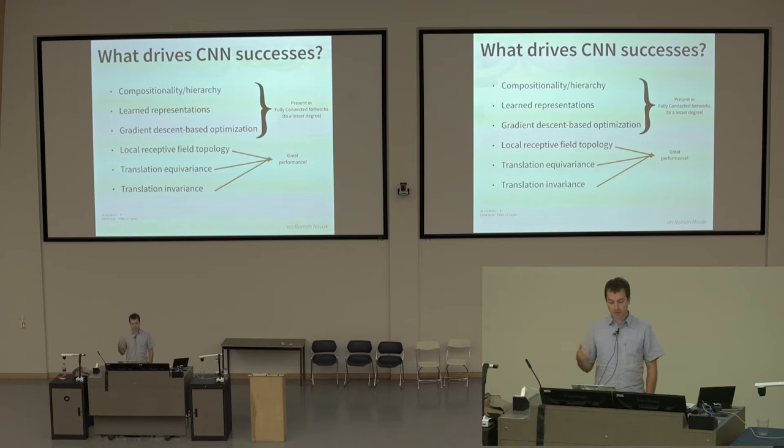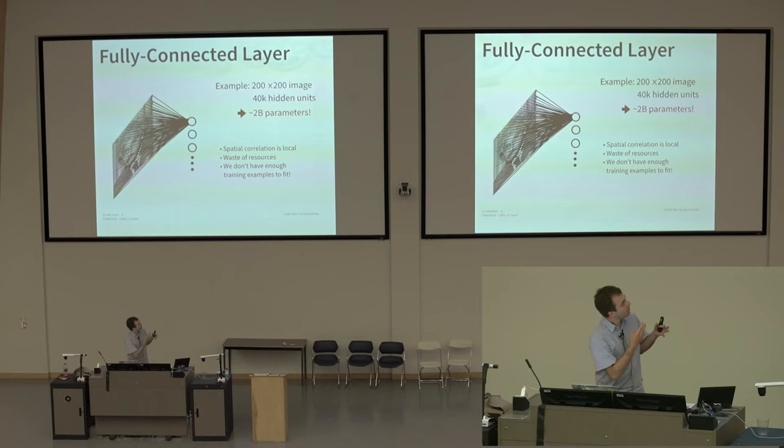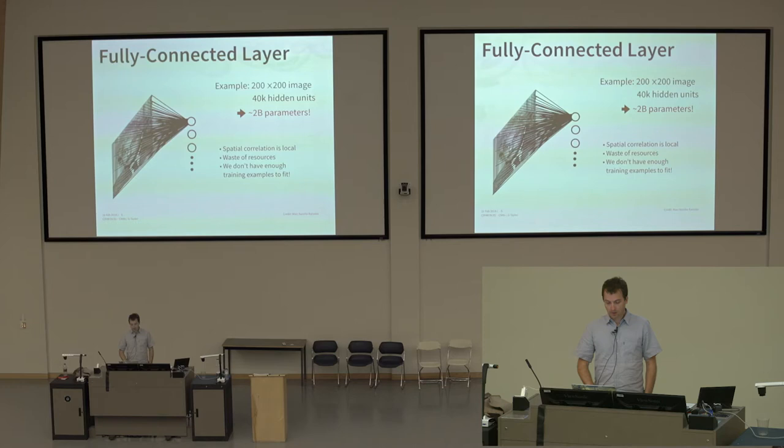Going back to the fully connected network that we learned about this morning, what happens if we take a 200 by 200 pixel image and connect it to an equivalent number of hidden units? So we have 40K hidden units for a 200 by 200 image. If we use the networks that we learned about this morning, we get 2 billion parameters. That's a lot of parameters. Also, spatial correlation in images is local. So there's actually a motivation to connect the network more locally than completely globally like we see here.